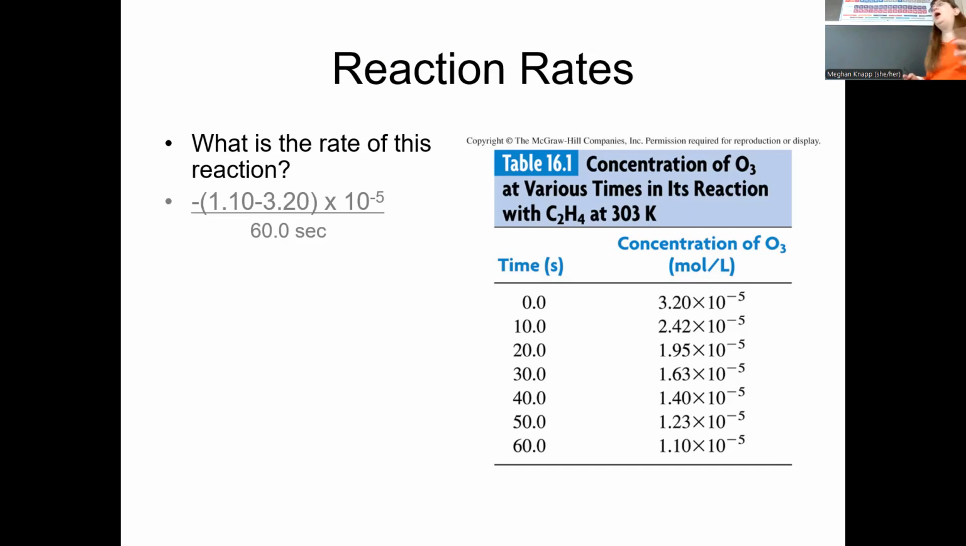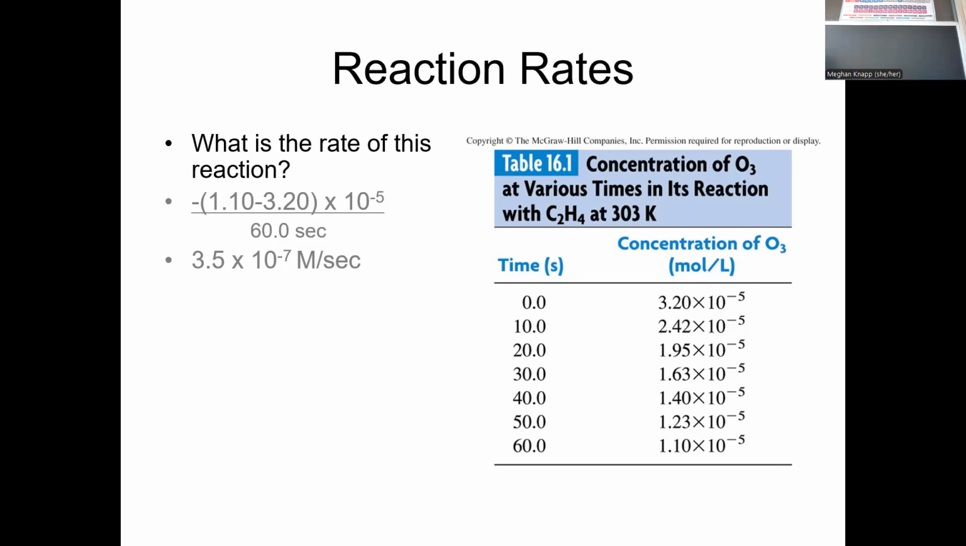So we might want to know, well, how fast is it going at the beginning? So we might look at the first 10 seconds. Okay, so before I do that, we've got to see the answer to this. The answer to this is 3.5 times 10 to the negative 7 molarity per second.